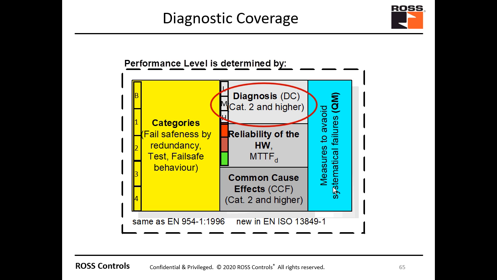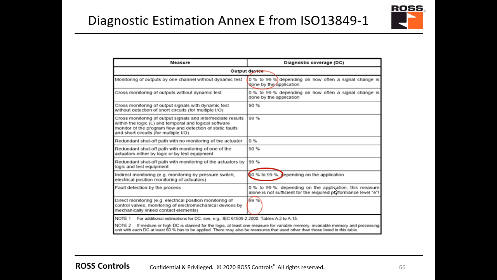We said we wanted to do a dual channel, Cat 3 or Cat 4, and we said that we have high reliability. Now we need to look at diagnostics. If we are looking at what we call indirect monitoring, where we have monitoring by a pressure switch, it's 0 to 99%. But if we look at something like a control valve and we're doing direct monitoring in the valve, that gets us 99% diagnostic coverage.